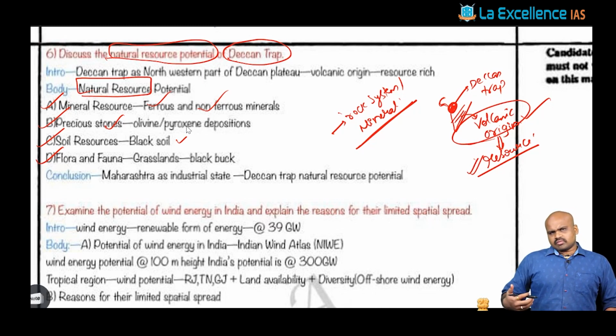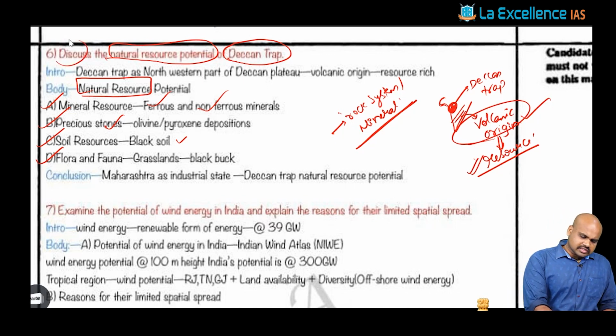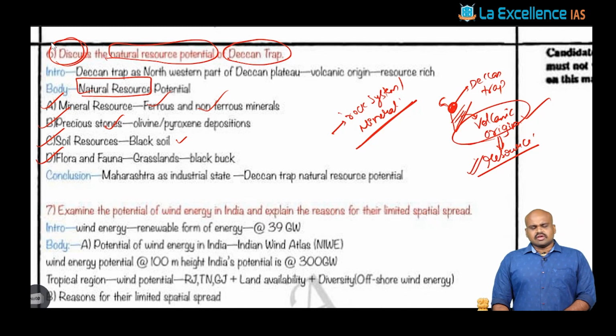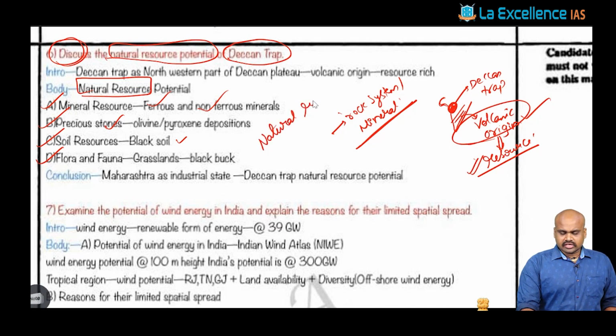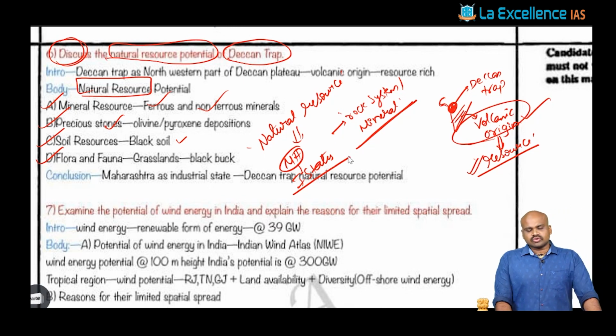Then moving on with a simple conclusion that can be given, because the question is simply asking to discuss, right? Simply moving on further, we can say that such a natural resource potential present in such a region had enabled Maharashtra to turn into one of the industrial states. That could have been one kind of applicative conclusion that could have been given for such a question.